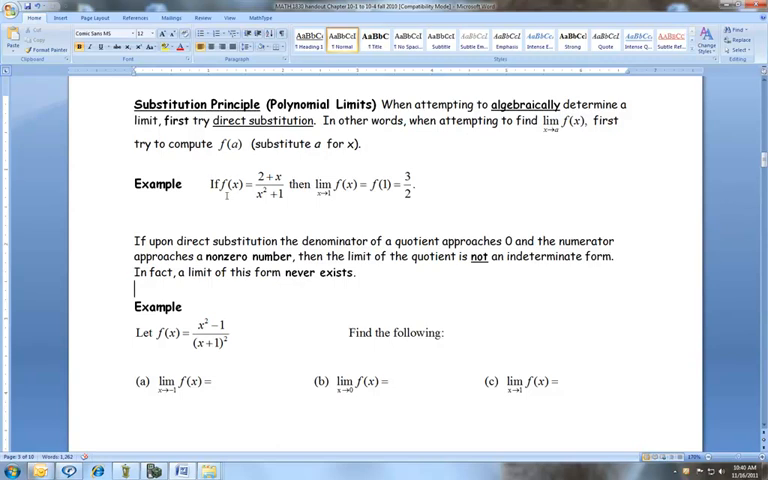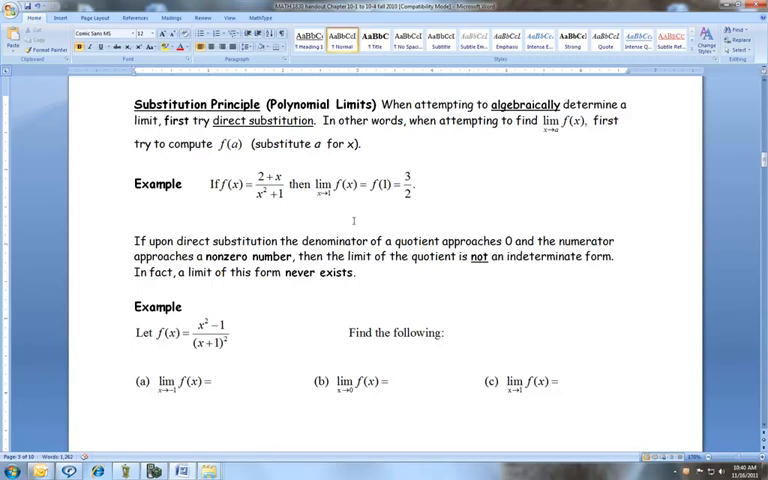So in this example, I've got this function. They want us to find the limit of this function as x approaches 1. If I substitute it in, I end up with 3/2. And guys, that right there tells me as my x value gets closer and closer to 1, my y value is going to get closer and closer to 3/2.